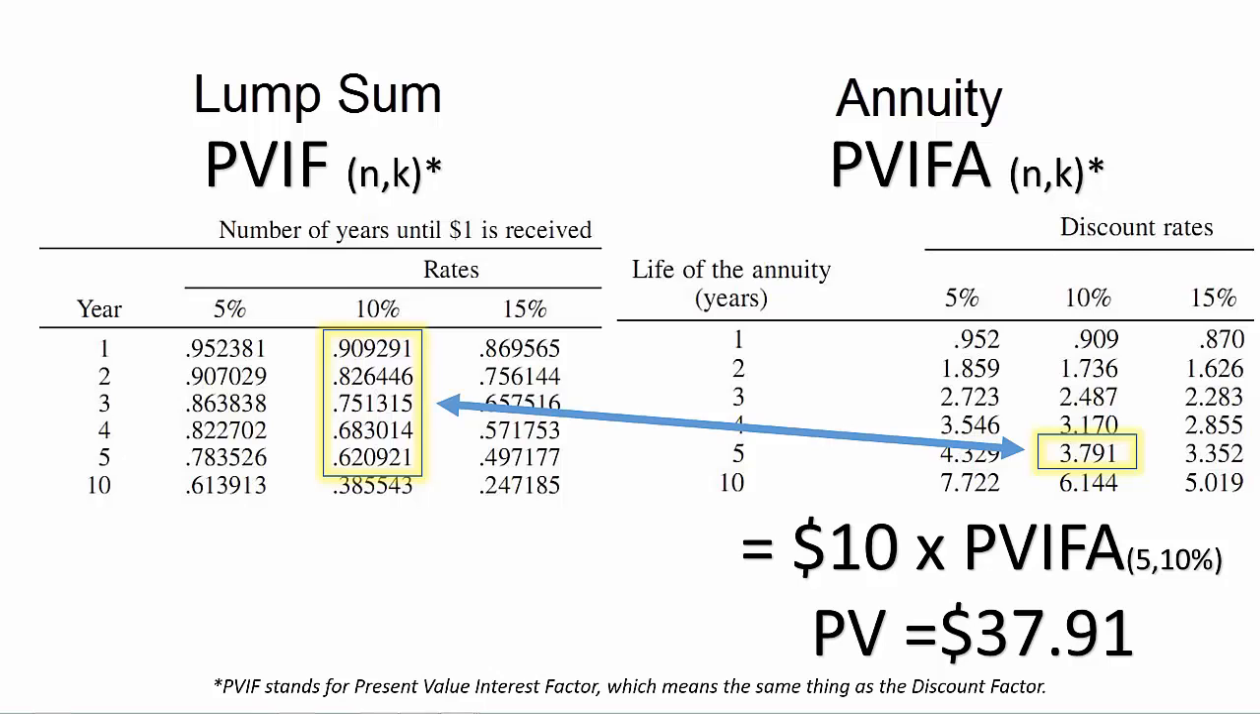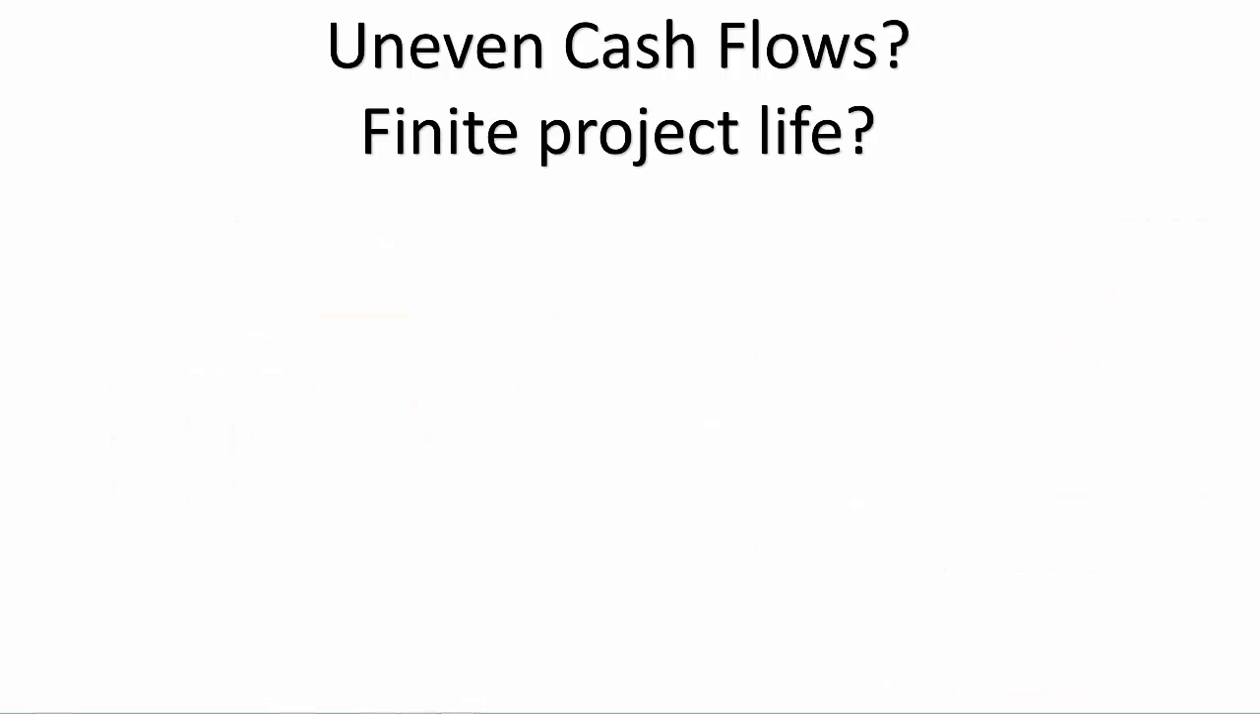In this case, we take the 3.791 discount factor from the table and multiply it by the $10 annual cash flow to determine a present value of $37.91. That is what you should be willing to pay me for this investment opportunity.